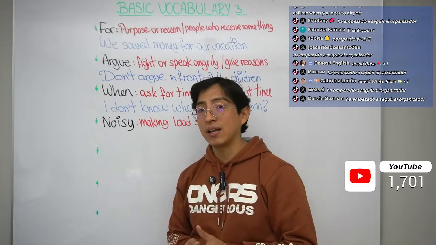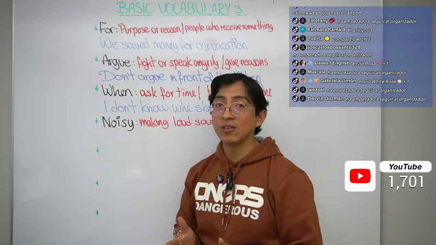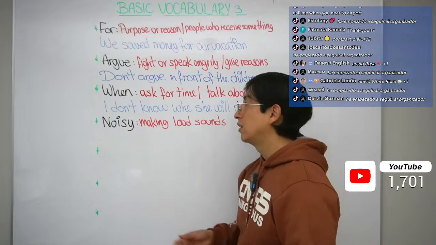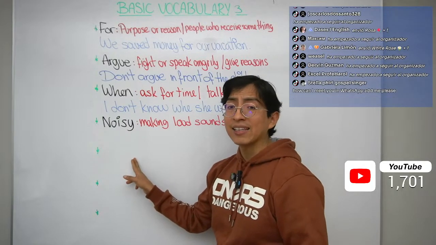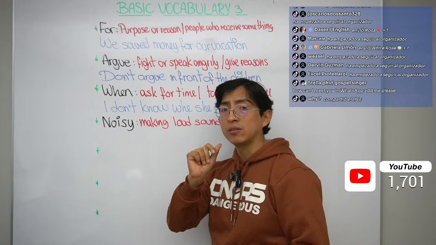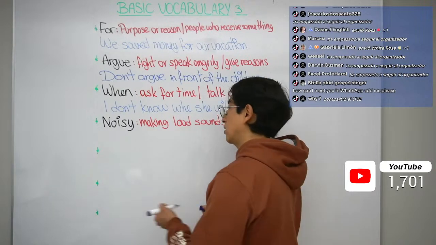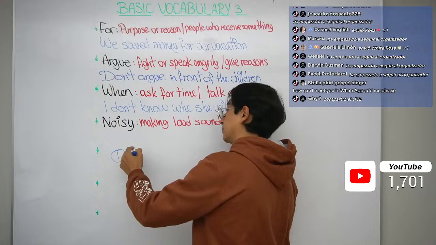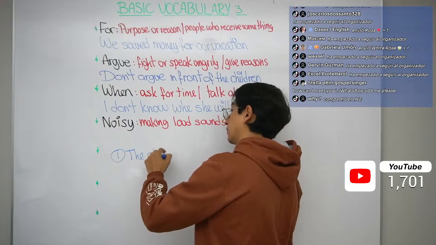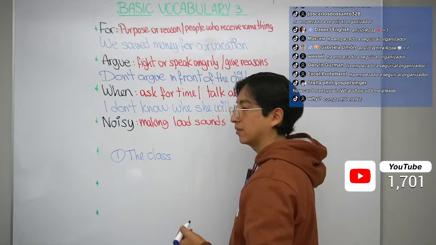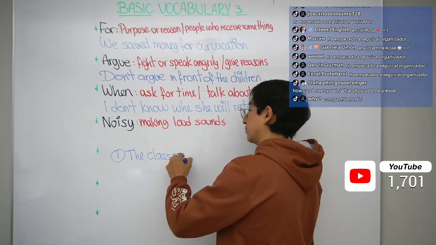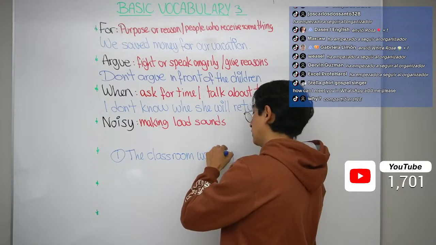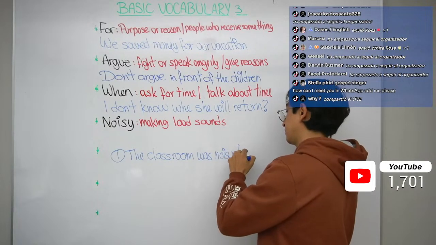If you live downtown, it's the same. It's very noisy downtown too. So we can use this a lot in the following sentences. Remember that noisy is an adjective. So you can say, for example, the class or the classroom was noisy today.